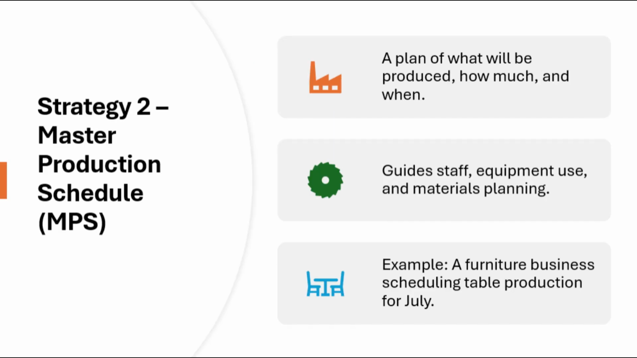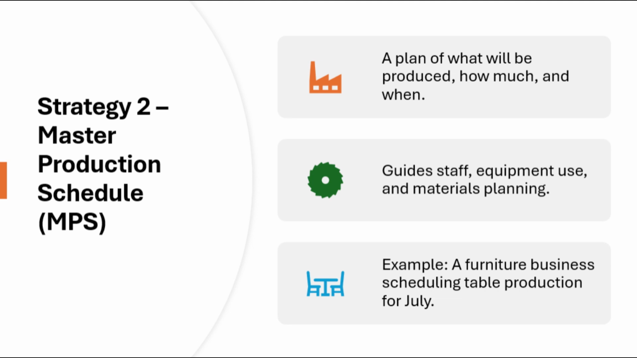The second strategy is the master production schedule, or MPS. Think of this as a detailed timetable that outlines what will be produced, in what quantities, and when. The MPS doesn't just help a business plan how much product to make, it also helps with staff rosters, equipment use, and inventory planning. For example, a local furniture company might create an MPS that states 100 wooden tables will be built in the first week of July, followed by 50 bookshelves the week after. This allows the business to order timber and other components ahead of time and organize labor and machine use accordingly.